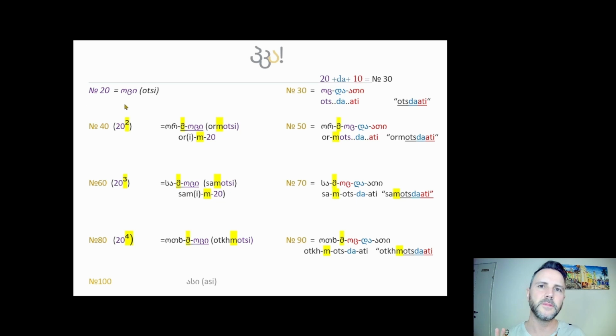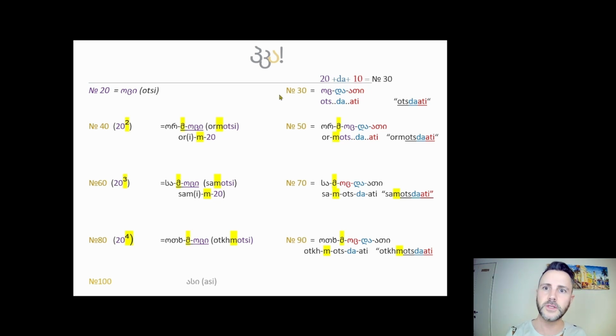20, otsi. Number 30, otsdaati. This comes from 20, da plus ati, 10. 20 plus 10, 30. What's 30 in Georgian? Otsdaati. Written here correctly. I've spaced them out so you can see the components, but that's the number 30, otsdaati.